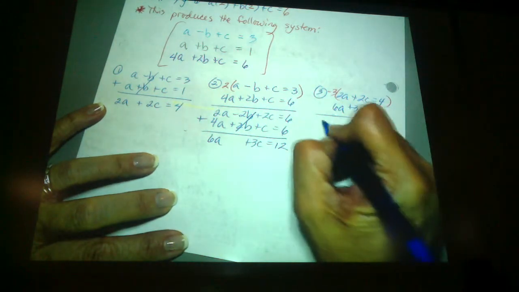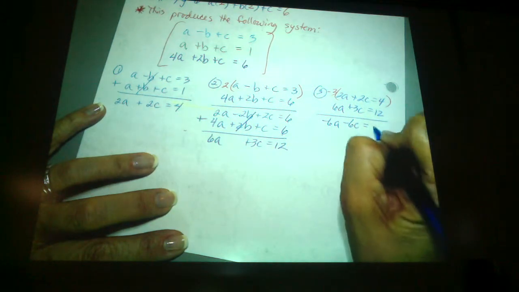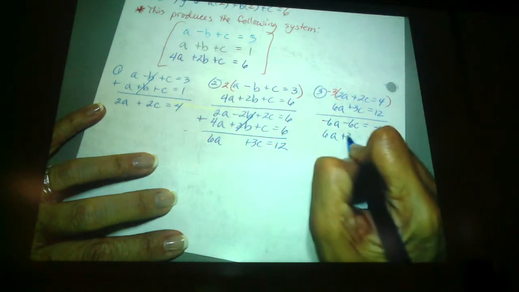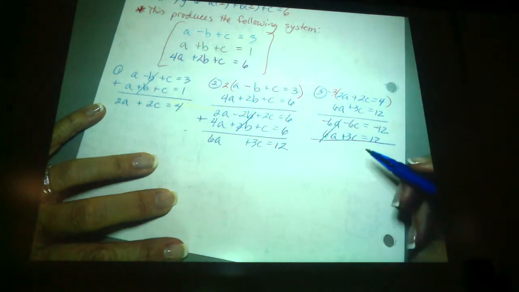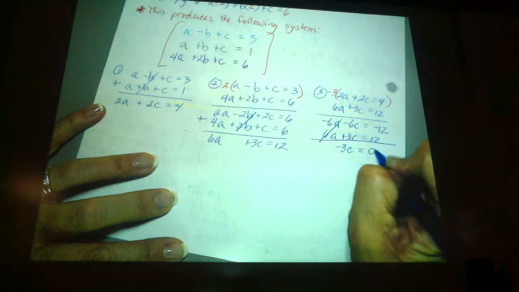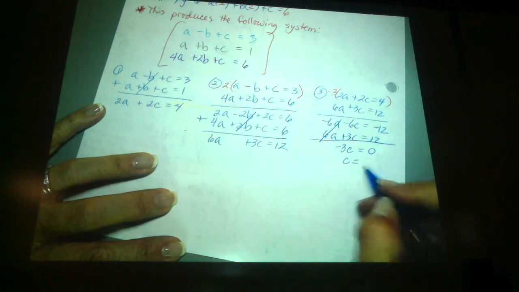So we get negative 6a minus 6c equals negative 12. The second equation remains untouched. And an interesting thing occurs. Our a's do drop out. We get negative 3c equals 0. So the 12's drop out. So what must be the value of c?